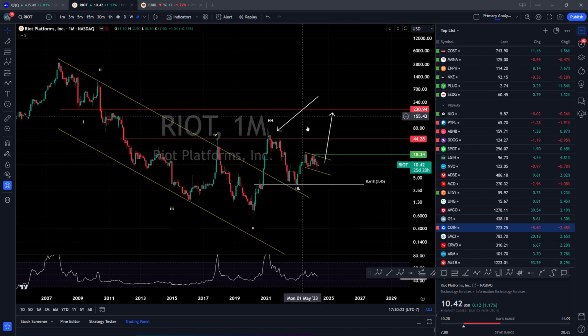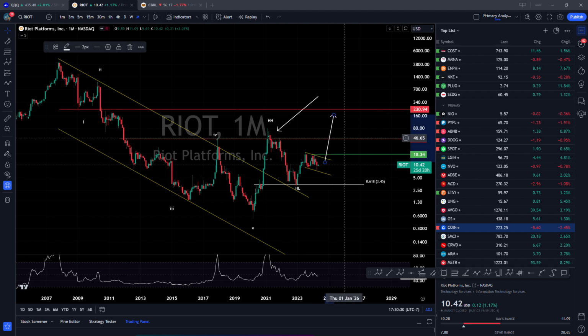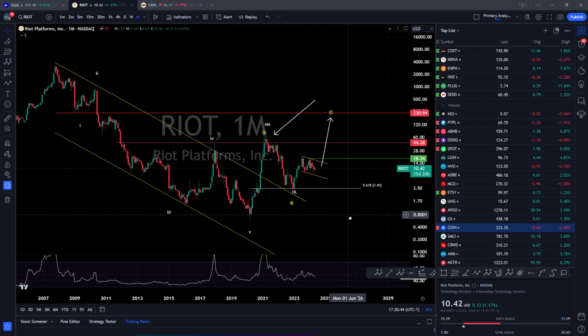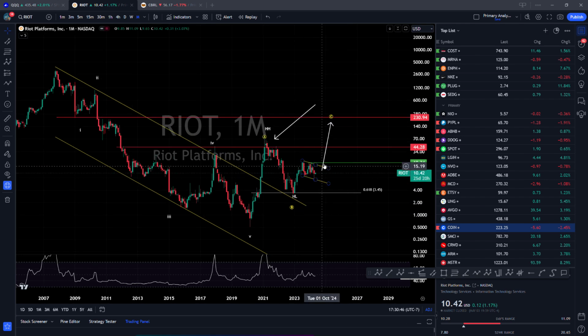Will it happen? It's a big leap, right, from 210 to 230. It's not happening tomorrow. It may take a lot of months and weeks to get there. But structurally, there is nothing wrong with this count. If there were 5 waves down, we are just looking at this as an A, a B and a C. So this is a very big number to say. Are we moving from $10 to like 230? Should I go all in, right?